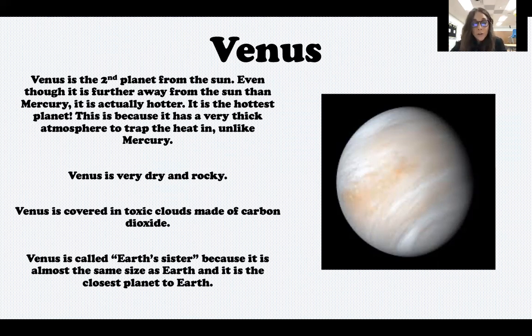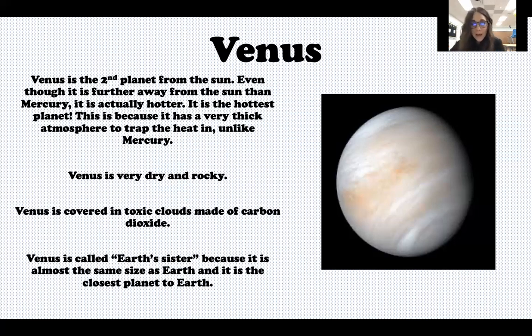Venus is often called Earth's sister because it is almost the same size as Earth, and it's the closest planet to Earth. However, besides those two things, Venus and Earth really don't have a lot in common. They're basically the same size and they're the closest, but that's it. Venus and Earth are very different in all the other ways.